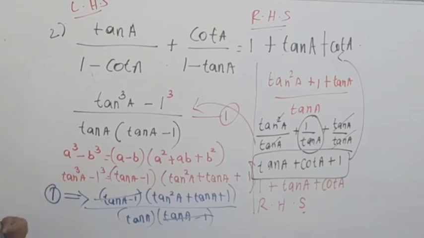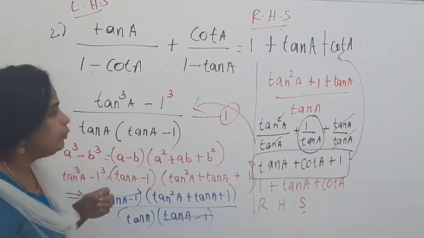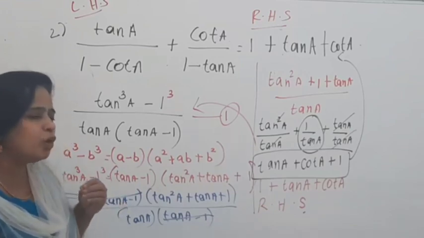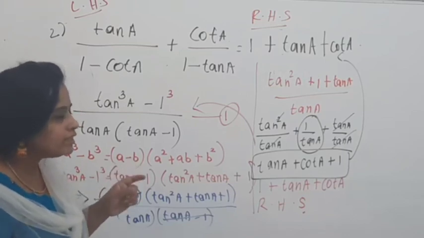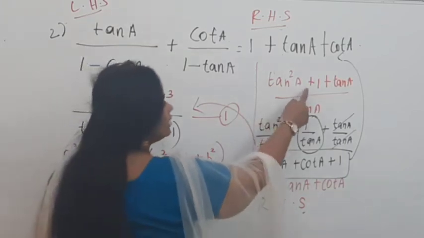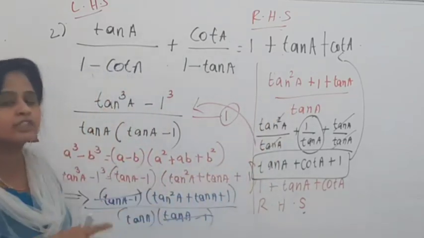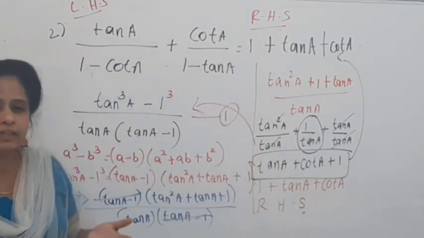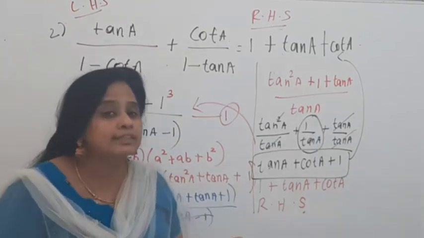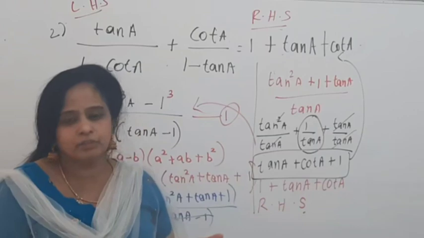Children, most of the students, even those who are very thorough with the identity, tend to make a small minor mistake here. What is that mistake? 1 plus tan square A, few students will substitute it as sec square A. Why? Because the identity is 1 plus tan square A or tan square A plus 1 is equal to sec square A. They tend to substitute that.